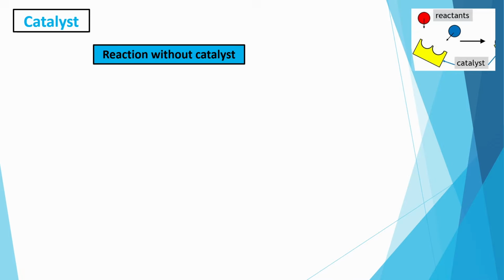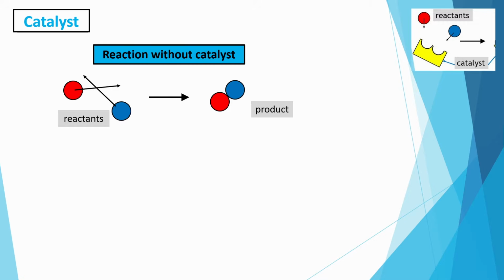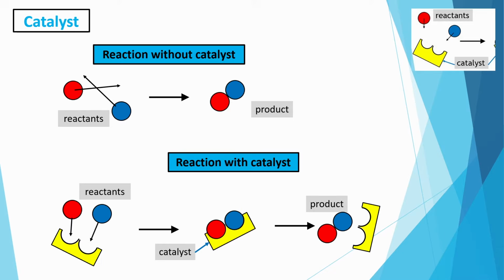Okay, catalyst. A reaction without a catalyst, we would take A and B. For a reaction to happen, they need to have a collision and they need to collide with enough energy to overcome the activation energy, and that produces the product. That's fine, but only the particles that have enough energy are going to have a successful collision. If we use a catalyst, this yellow object here is an example of a catalyst.